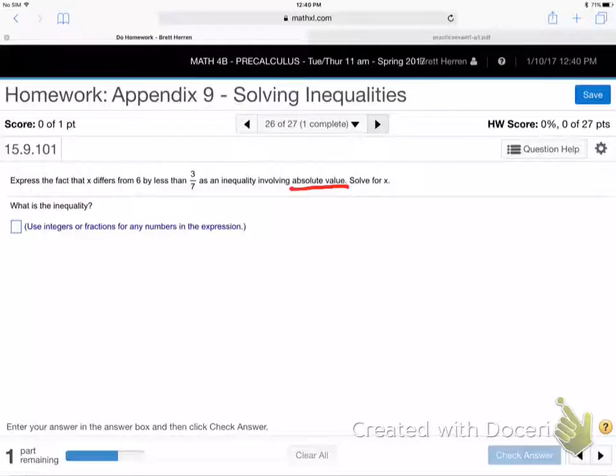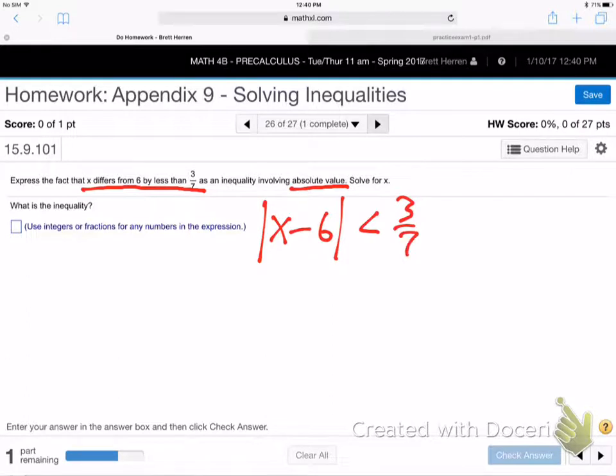Whoops, that's not what I meant to do. See how they're saying absolute value there? So, the x differs from 6 by less than 3/7. That means absolute value of x minus 6. Difference means subtraction, right? Is less than 3/7. That's what they want you to do there. They're saying make it absolute value, make it a difference. Absolute value x minus 6 less than 3/7. They just want you to write the equation.